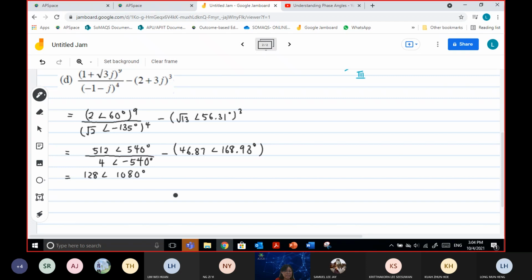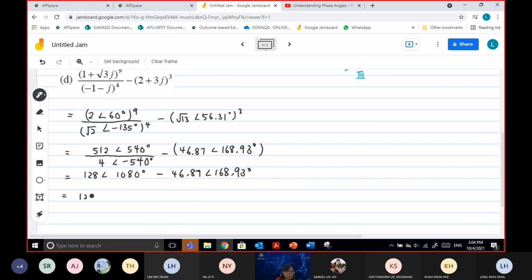Okay, so this is the one with the angle, and the other part is 46.87, angle 168.93 degrees. So now you deal with the subtraction, right? Already simplified the division. So remember, when it comes to the subtraction, we can't simplify using the polar form. We must convert it into the Cartesian form. So each one of them you need to convert into Cartesian form.